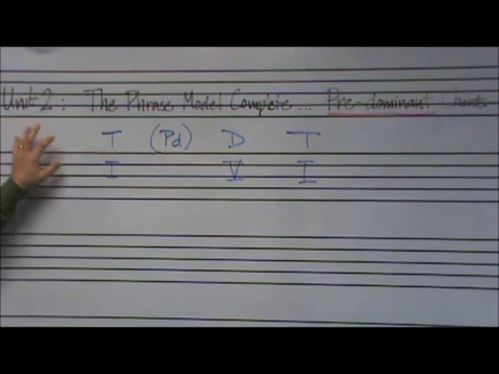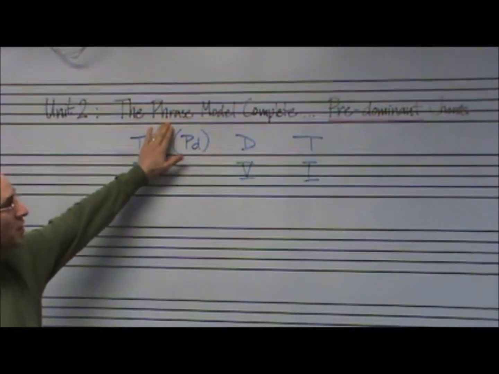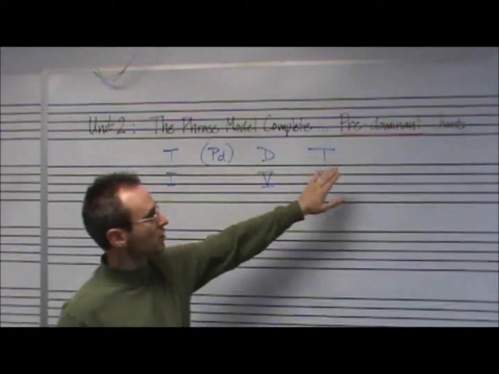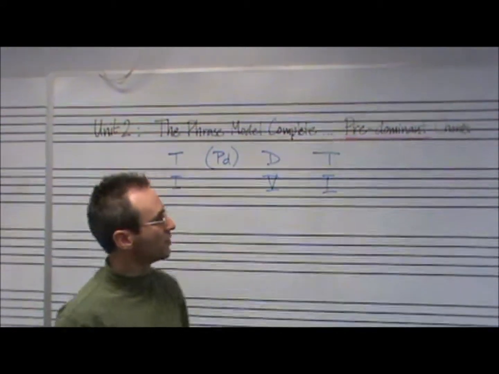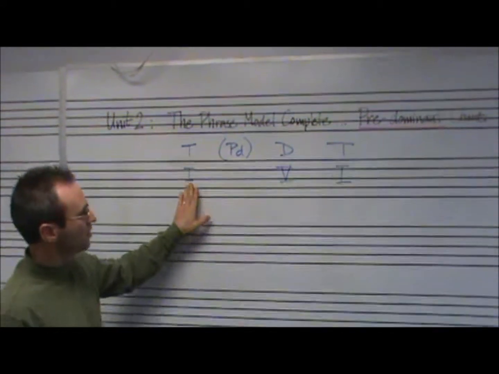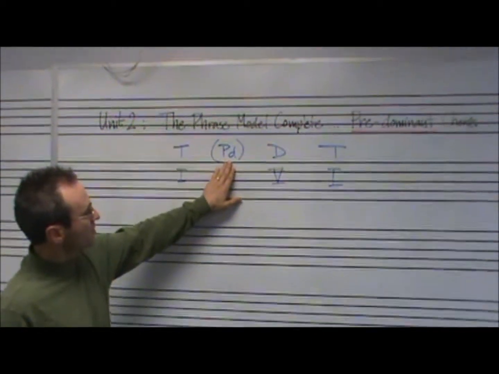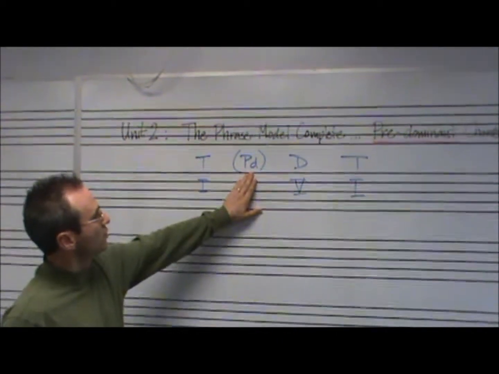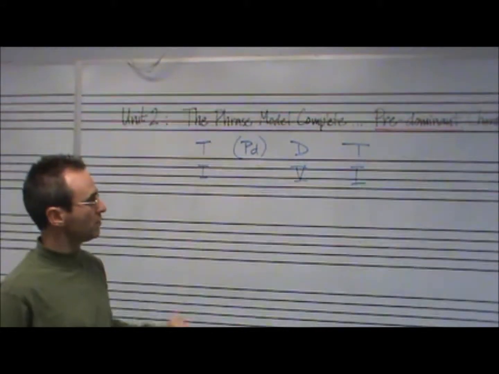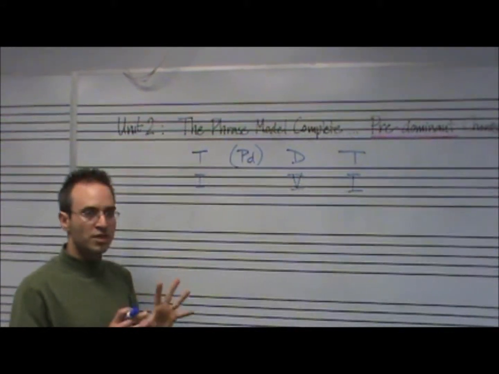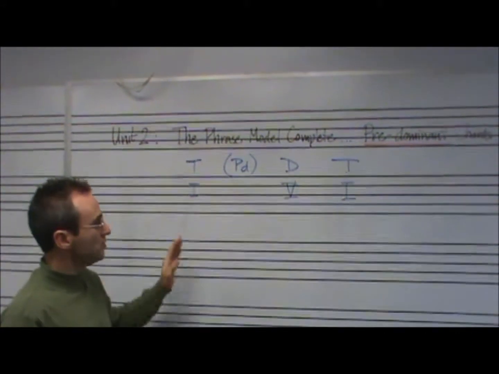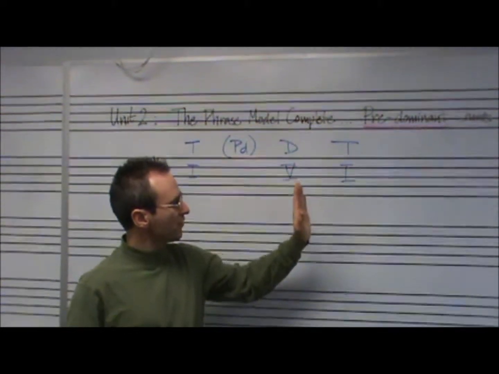We're in Unit 2 with the second main idea here, which is the phrase model complete. To complete it, we're going to add the predominant function to the mix. We've had tonic, dominant, tonic, the basic phrase model, and now with the addition of predominant chords, we'll have the complete phrase model. So if you have a complete musical thought, you'll come back to the tonic, you'll have closure.